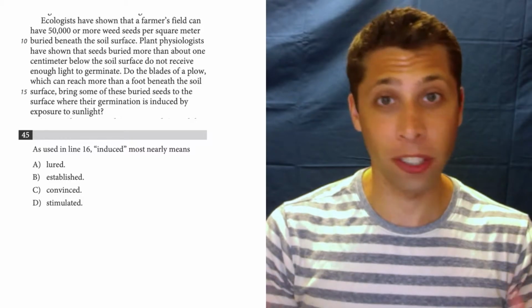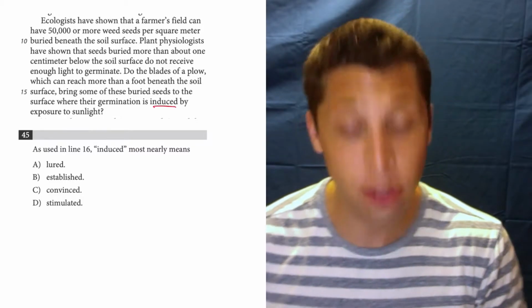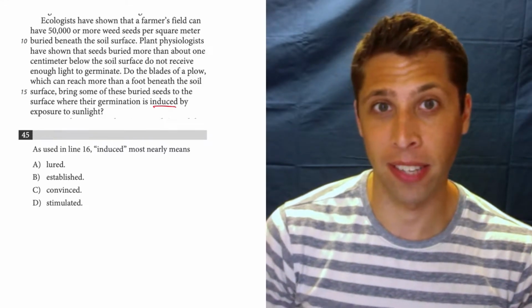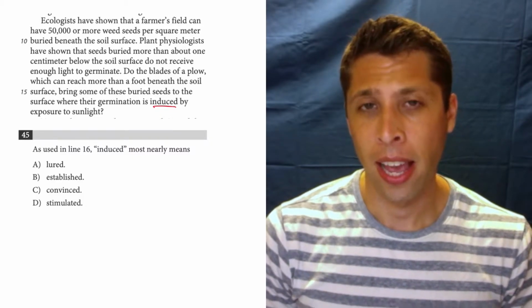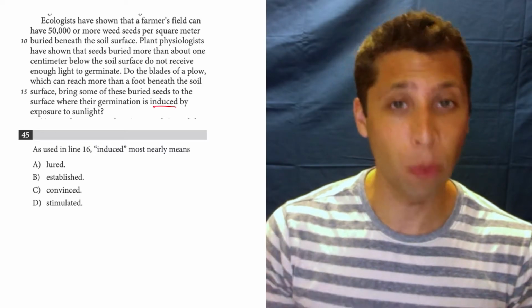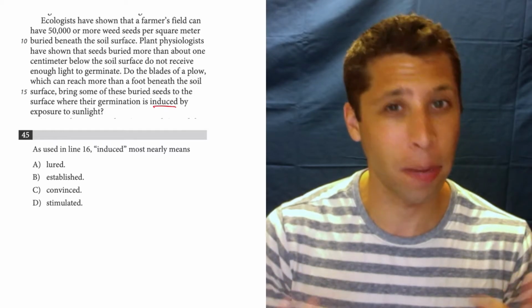For this question, we're still in the second paragraph, and we are going to just look at the word induced, which might be a tough word that you don't know outside of the context of the SAT, but that shouldn't matter. We should be able to get this from context. And luckily here, they are repeating themselves a little bit, so if we read the sentence before, we can kind of see where they're headed.